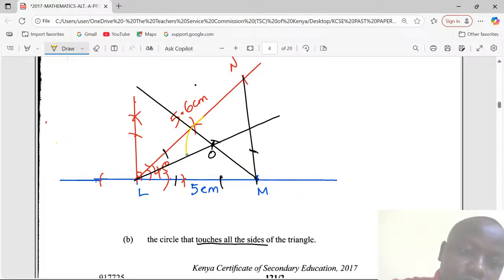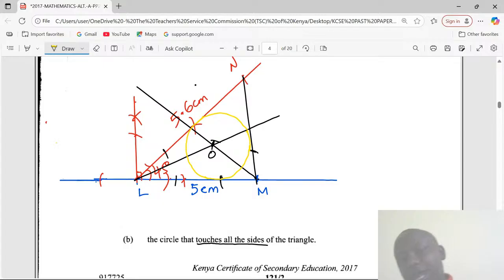So ensure that you do some perfect work on your side. So now I have a circle that touches the sides.